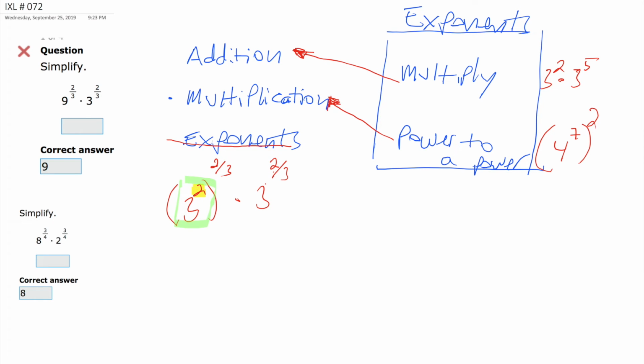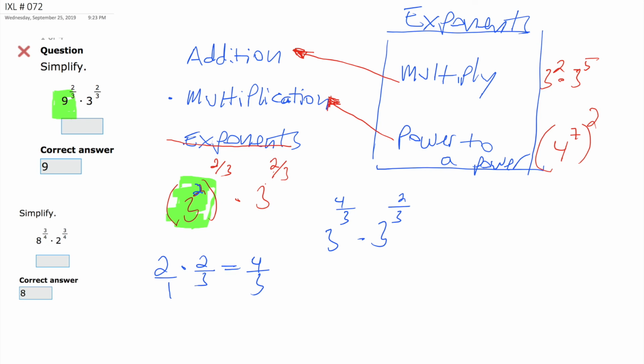This is still the number 9, right? I didn't change anything. I just rewrote 9 a different way. All right, now look, I'm taking a power to a power. How do I do that? Multiply. So I have to do this 2 times 2/3. What's 2 times 2/3? 4/3. So over 1, go across the top and across the bottom. So this becomes 3 to the 4/3 times 3 to the 2/3.